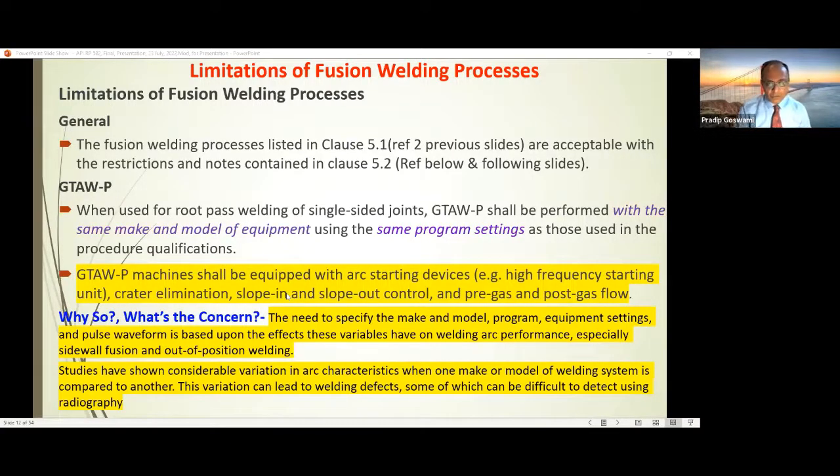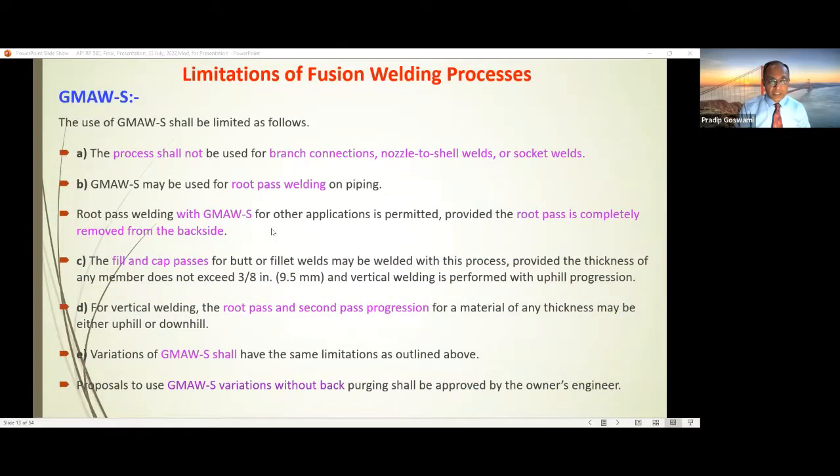Now, to many people, from the general opinion, this may look slightly overkill. But nowadays welding equipment comes with lots of features, lots of intricacies, and they are sometimes difficult to operate and difficult to predict how they are going to perform, and how the performance is going to differ between the procedure qualification and actual production joints. To get over that issue, they recommend that you stick to the same make and same type of equipment and use the same program setting you used for procedure qualification in the production joints.